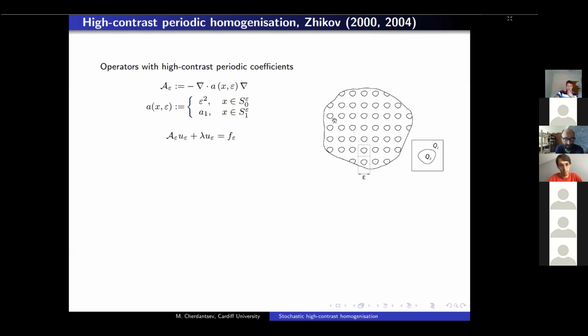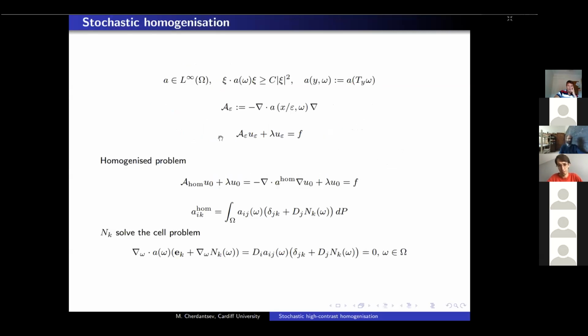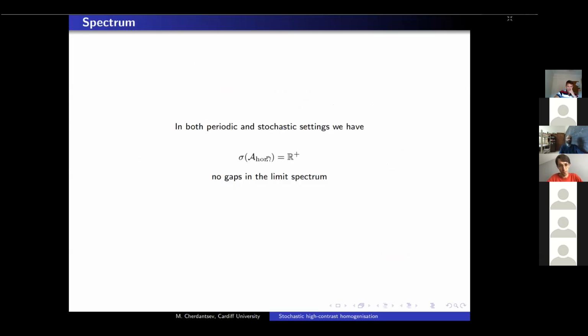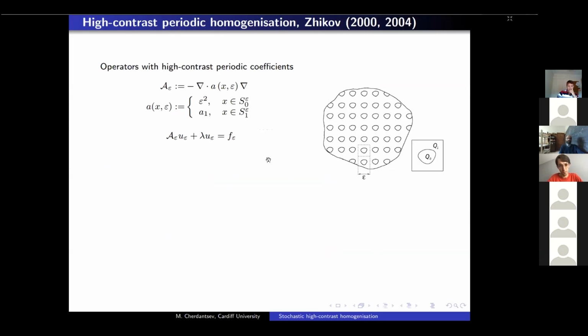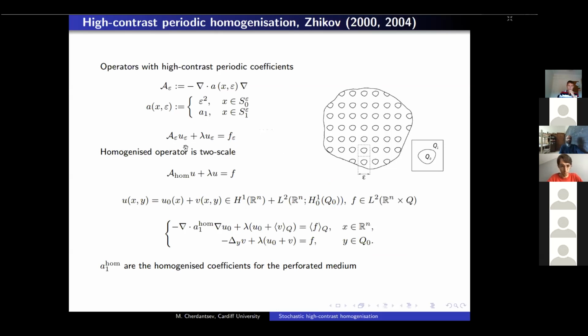So here is the setting. You have periodically distributed inclusions, the lattice size is epsilon, and the inclusions are also of size epsilon, so they scale together with the lattice. You assume that coefficients inside the inclusions are of order epsilon squared, and outside are of order 1. Okay, again, you consider the resolvent problem, you pass to the limit, you obtain the homogenized operator.